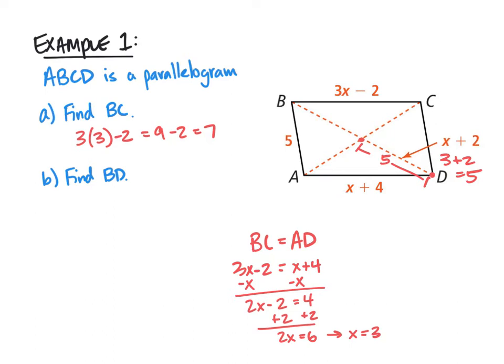But I need to remember that in my parallelograms, these diagonals are bisecting each other. So this diagonal segment AC cuts the other diagonal, segment BD, into 2 equal parts. So if this part of it is 5, then this part over here would be 5 as well. And so the length of BD would be equal to 5 plus 5, which is 10.